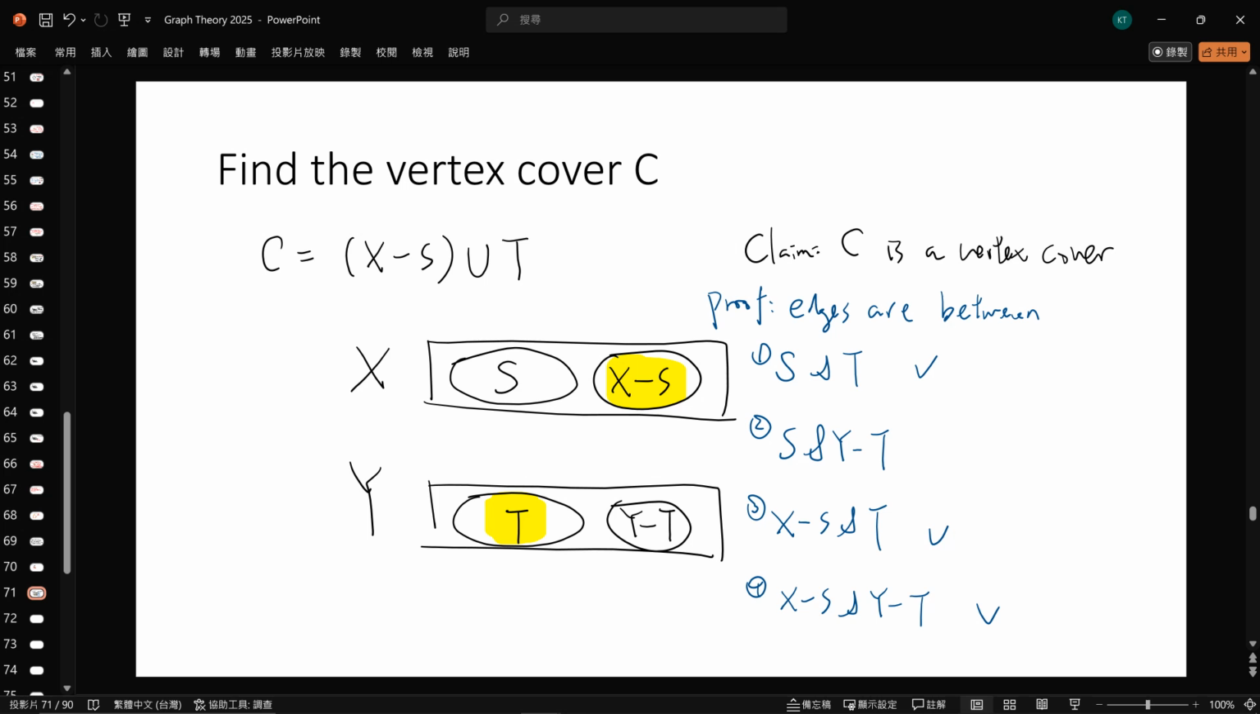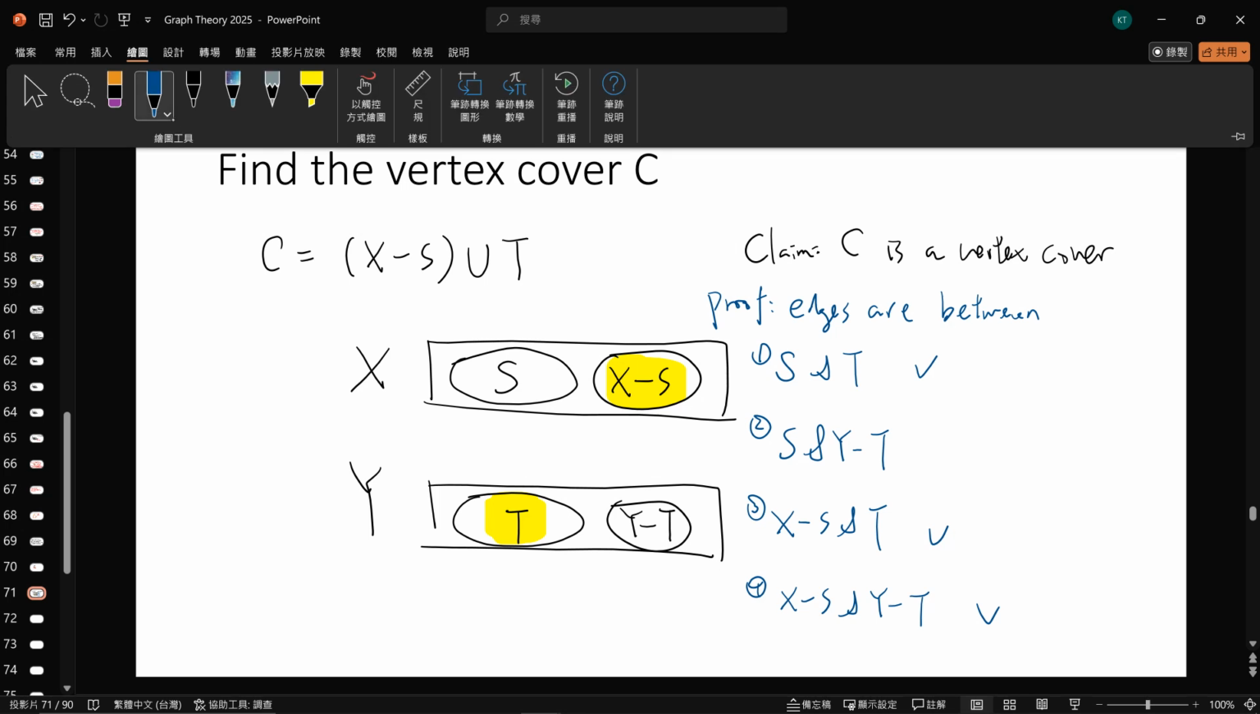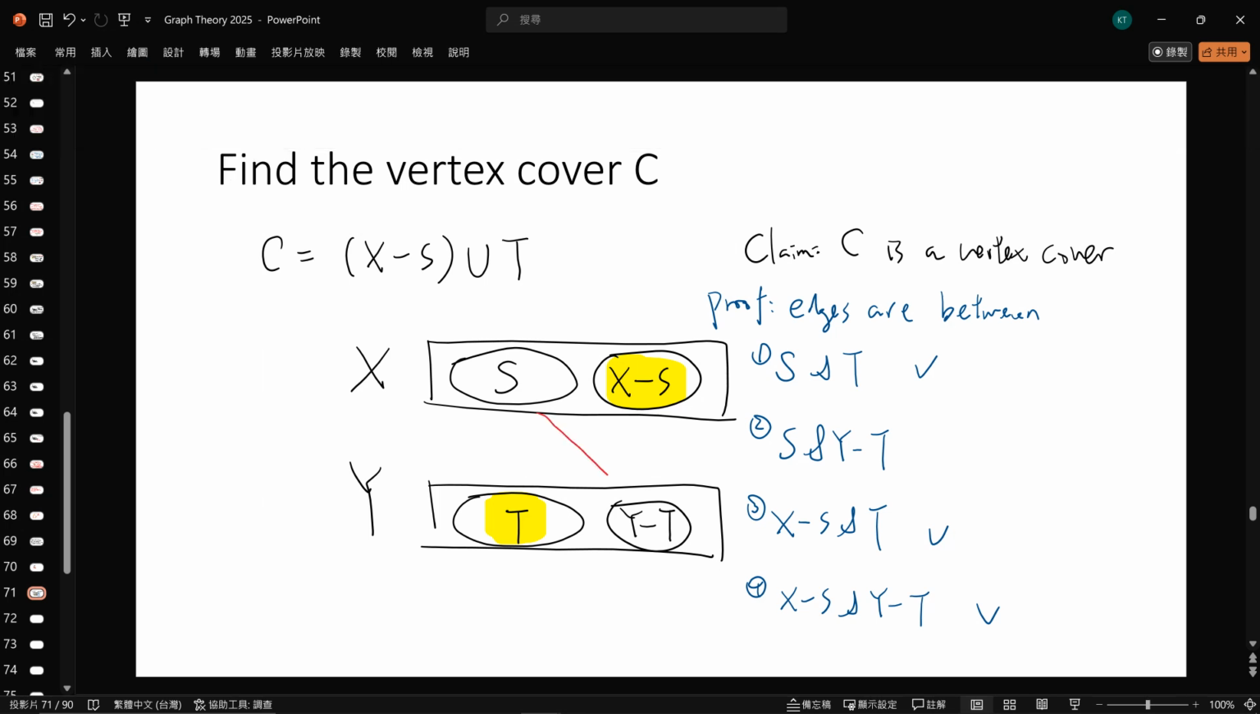So now the only question is, how about the edges between S and Y minus T? That is, edges like this. If there indeed exists this kind of edges between S and Y minus T, then our vertex cover is no longer a vertex cover because we cannot cover this edge. So actually, we're going to prove that we cannot have edges like this.